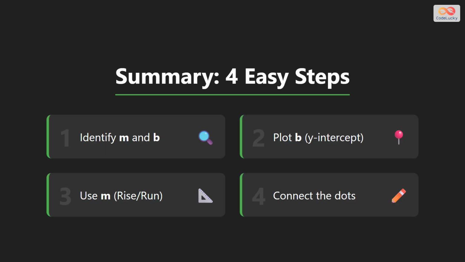To recap, just remember these 4 steps. 1. Identify your m and b. 2. Plot b on the y-axis. 3. Use the rise over run from that point to find the next dot. And 4. Connect the dots with a straight line.